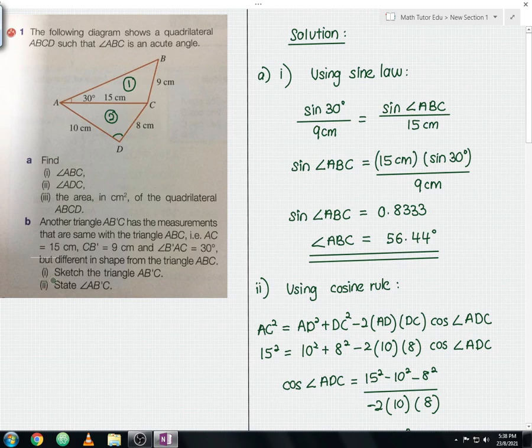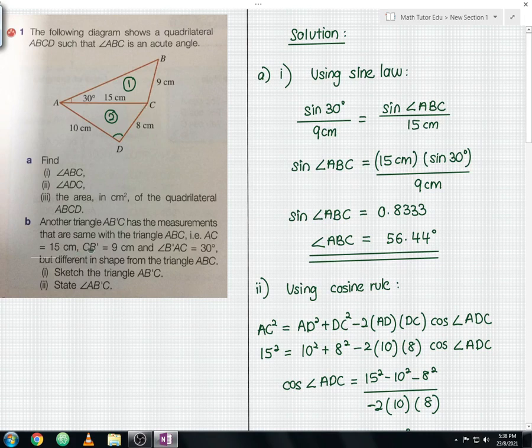Okay, for question B part 1, they ask you to sketch the triangle AB'C. As you can see here, these are the conditions that you need to fulfill, where your straight line AC must be equal to 15 centimeters. Just like this, straight line AC must be 15 centimeters.